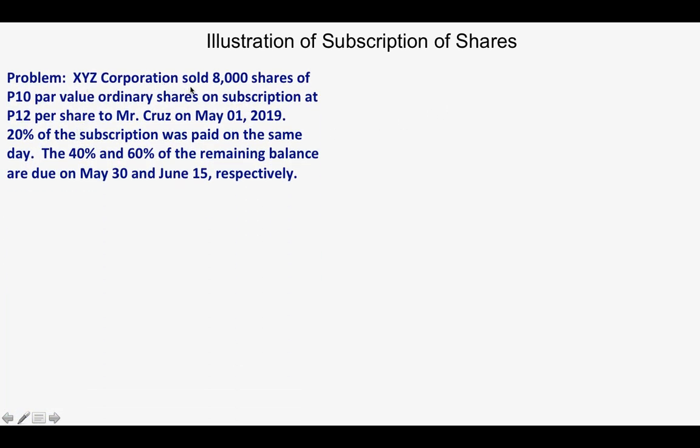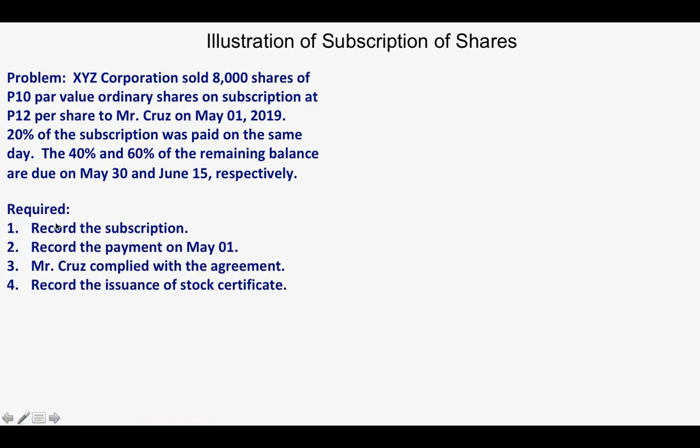XYZ Corporation sold 8,000 shares of 10 par value ordinary shares on subscription at 12 per share to Mr. Cruz on May 1st, 2019. 20% of the subscription was paid on the same day, meaning on May 1st. The 40% and 60% of the remaining balance are due on May 30 and June 15, respectively.